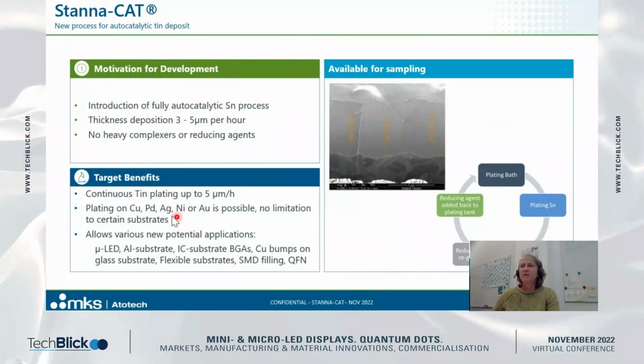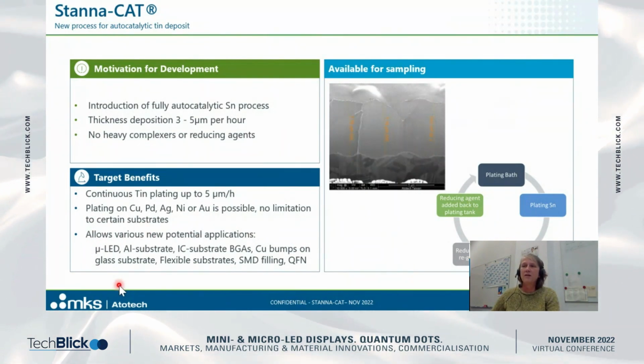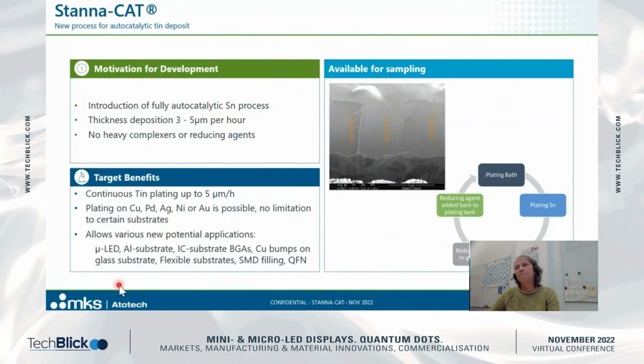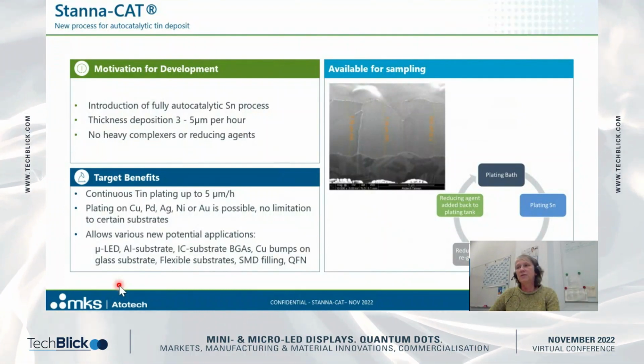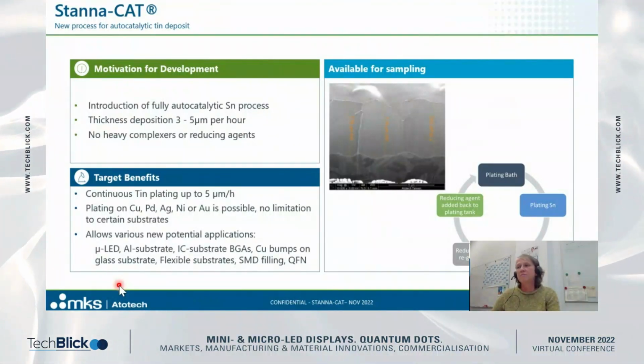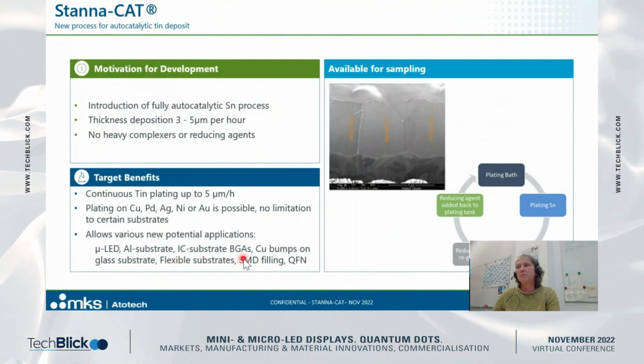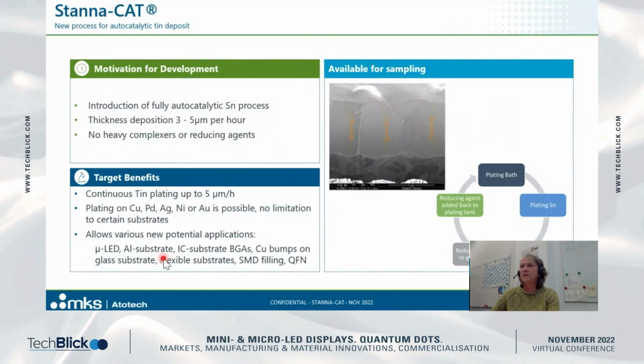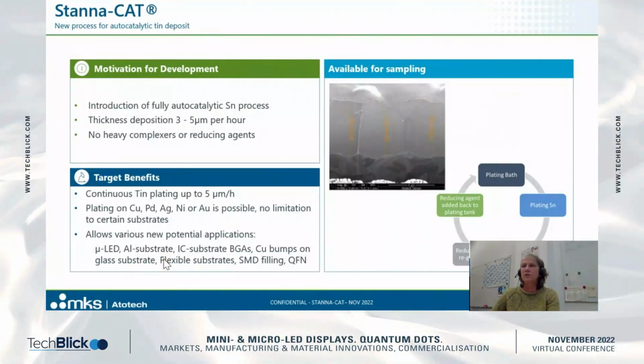Target benefits: deposition on different metals is possible. As for possible applications, where the process has been applied already is, for example, for micro LED, but also for IC substrates for the BGA, and for depositing solder bumps, or also plating bumps on glass substrates, even for QFNs to deposit tin on the side flanks of the QFNs. So there are a couple of applications where the process can be used.